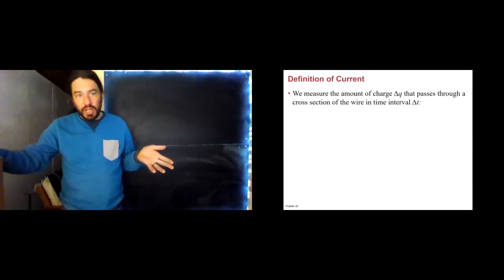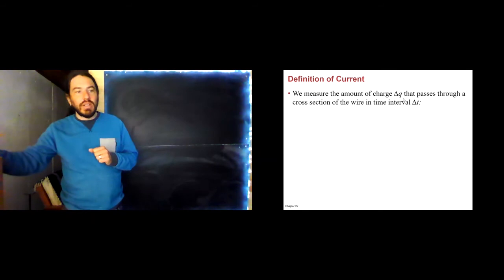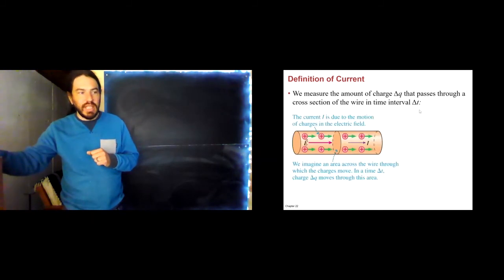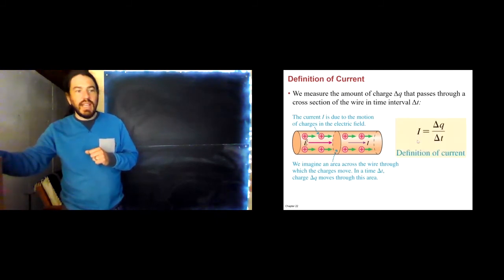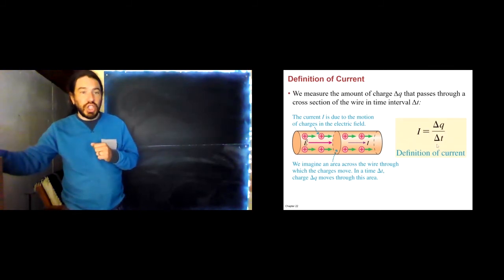So how do we define current? Well, we just need to measure the amount of charge that passes through a cross-section of a wire in some time interval t. So we just count how much charge passes through this little window right here in an amount of time t, and then that gives us the current. So the current is change in charge over change in time.